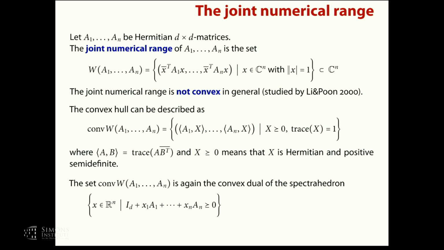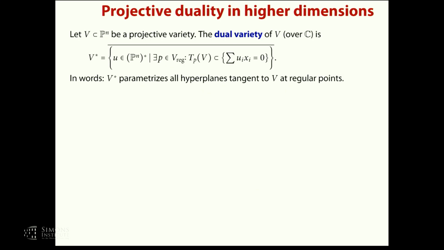So the question is, do we still get this statement from Kippenhahn's theorem? So can we still combine this with the duality of projective varieties and take the convex hull? Okay, so we try to do the same thing as in the plane.